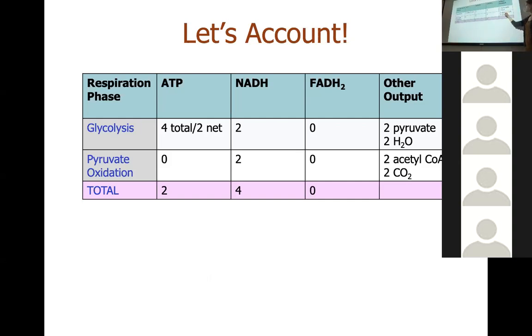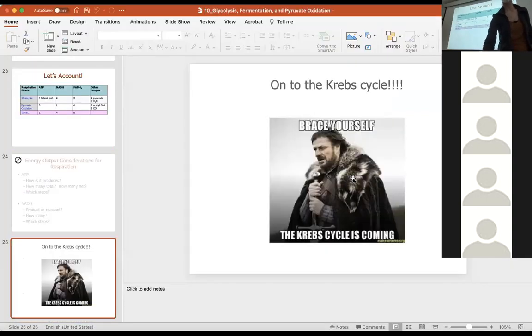And then the 2 acetyl-CoAs, that's what's going to go into the next step. 2 acetyl-CoA are going to enter the Krebs cycle. That's what's going to keep this process going. And that is the end of the first step and a half, I guess, if we consider pyruvate oxidation, of respiration. So now we're going to head into the Krebs cycle.